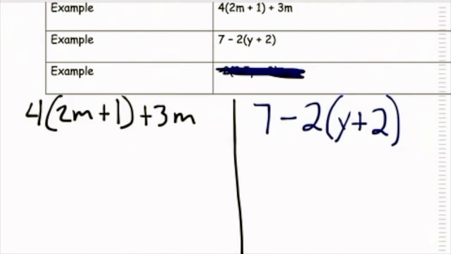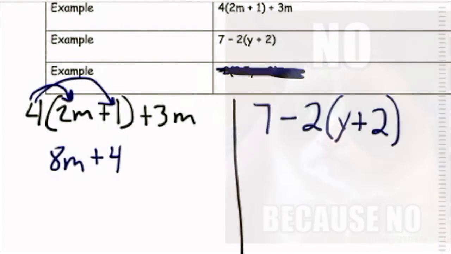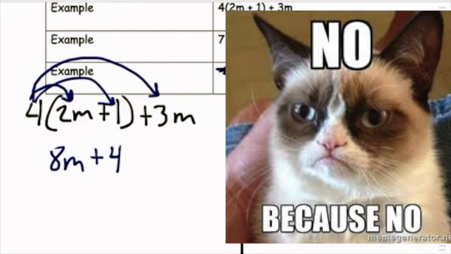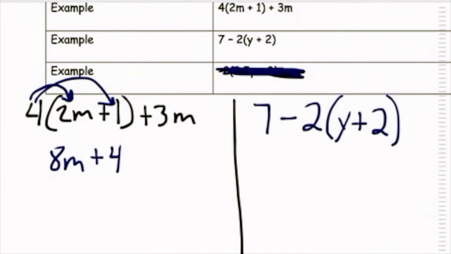So the first thing you're going to do is you're going to distribute that 4. Once again, you're distributing it because inside the parentheses are unlike terms. So 4 times 2m is 8m, and then 4 times 1 is 4. Now I repeat, I am not doing 4 times 3m. That's a big no-no. The reason why you're not doing that is because the 3m is not inside the parentheses. So that 3m just comes down. That's it, nothing else.